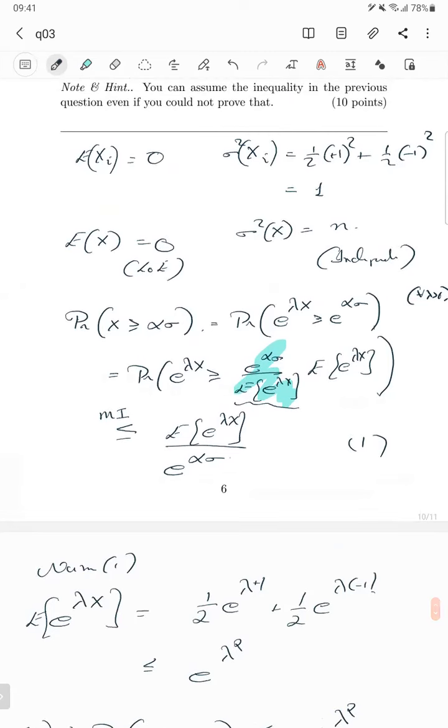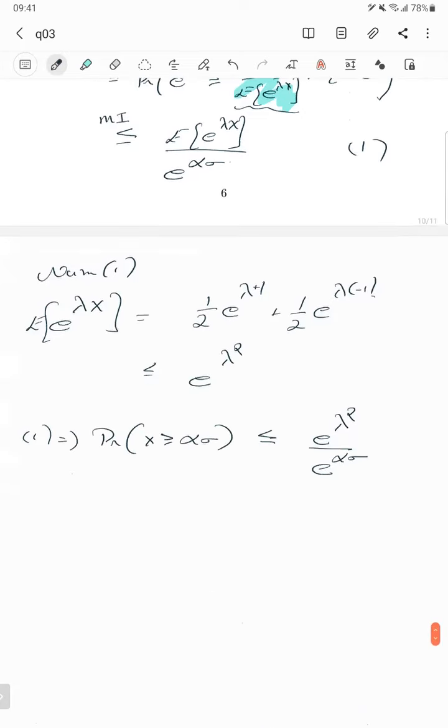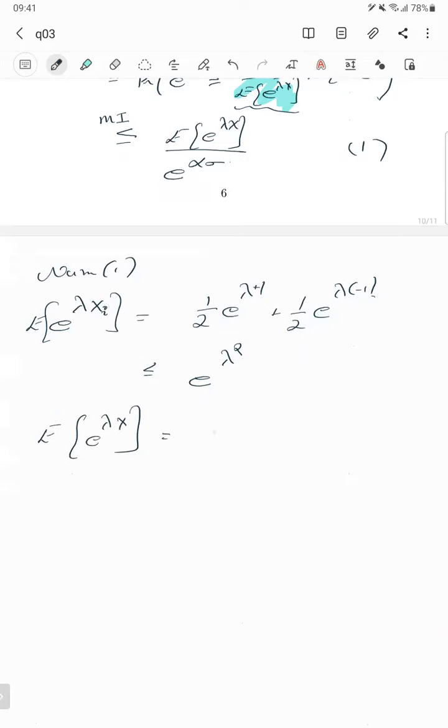e raised to lambda x? Sorry. Okay, this is not for numerator of 1. This is for some lambda xi. Okay, so that does not completely. This is upper bounded by e raised to lambda x, right? So your e raised to, this is by independence.